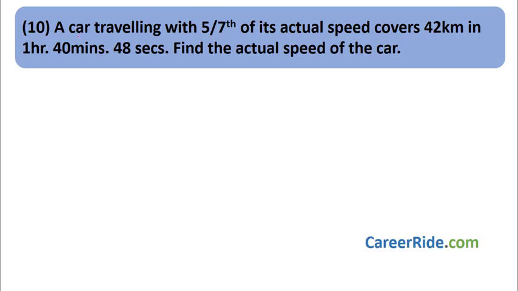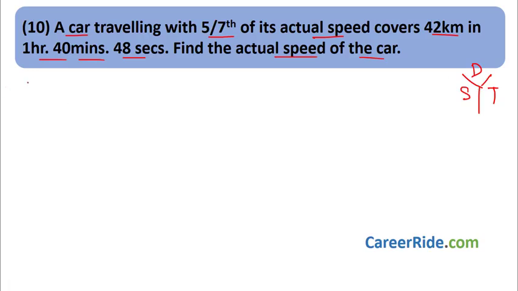Question number 10. A car traveling with 5/7 of its actual speed covers 42 kilometers in 1 hour 40 minutes 48 seconds. Find the actual speed of the car. Again, this is very easy. We have our DST. Now here we have to directly find the speed of the car.